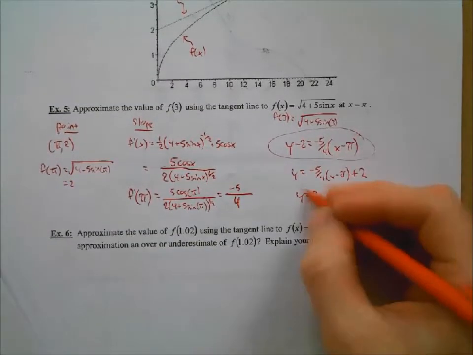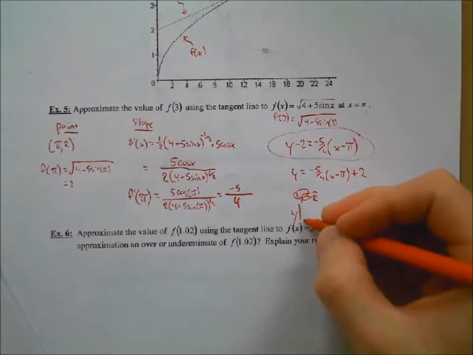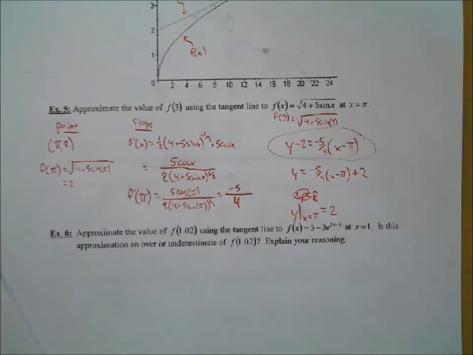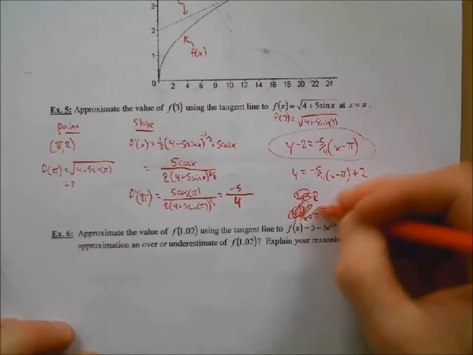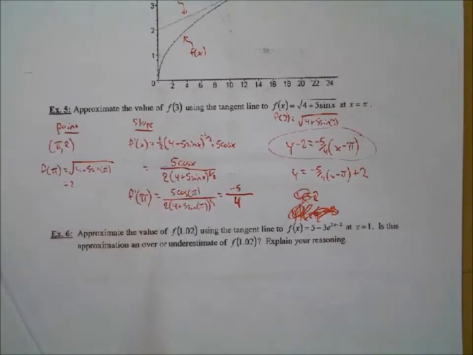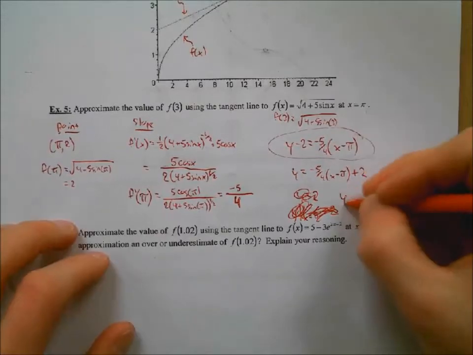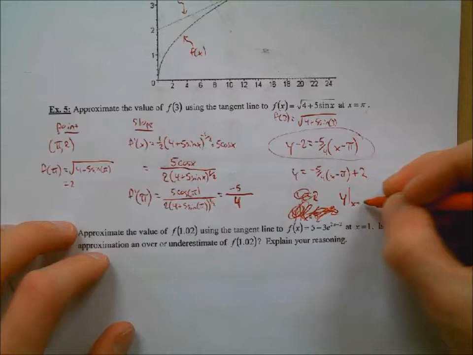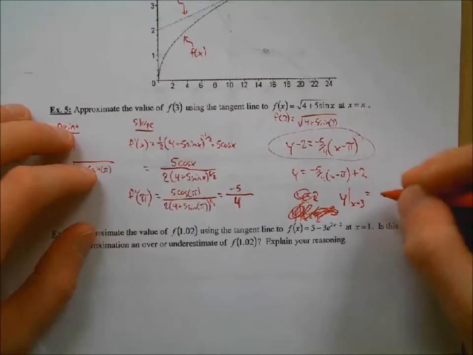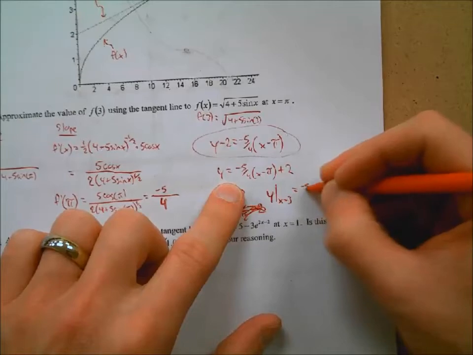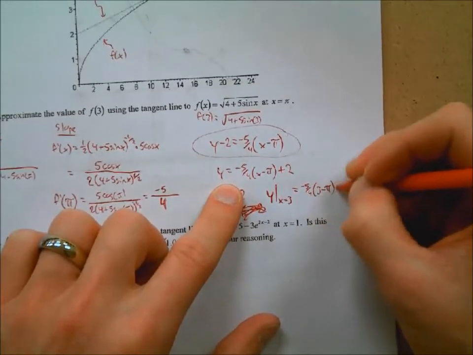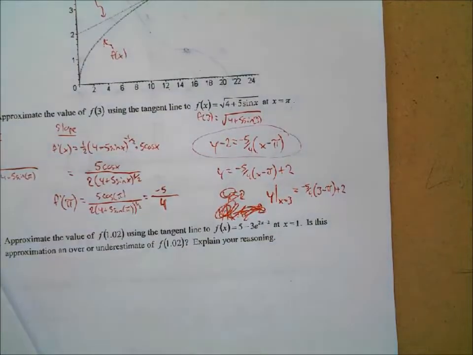Maybe I should write this a little bit better. y evaluated at x equals pi is 2. Wait, aren't you supposed to do 3? Approximating it to 3. Exactly right. Sorry, my mistake. Yes, we're approximating f of 3 using the tangent line at pi. It should be, we should evaluate y at 3. Thank you. All right. So we plug the 3 in, so it's -5/4 times 3 minus pi plus 2. There we go. So the 3 goes in for x.